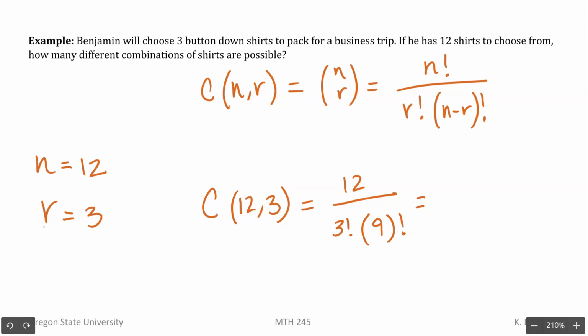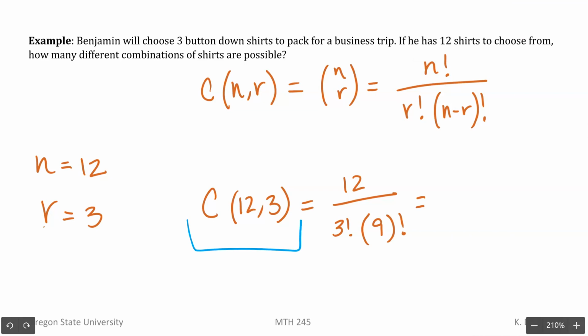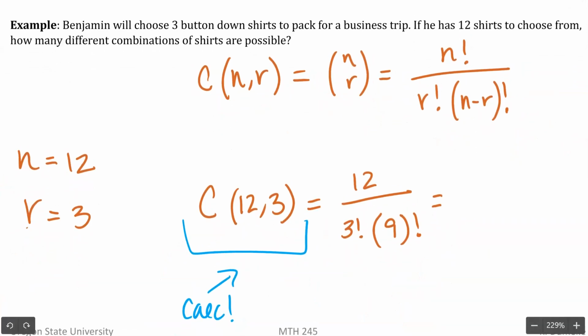So now from here, go ahead if you want, plug it in your calculator. Most scientific calculators have a choose button or a combination button. So you could take this and put it in your calculator, and you do not have to do it by hand if you would not like to. This looks like it might be a pain to do by hand. I'm just going to show it to you in case that is how you would like to do it.